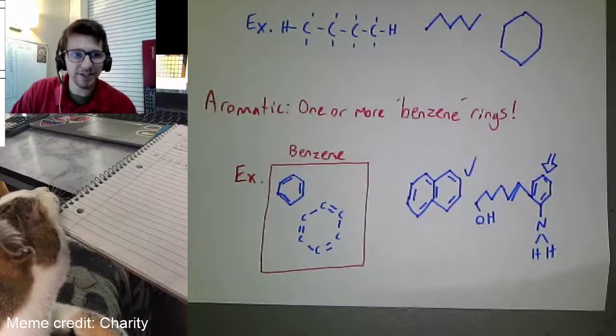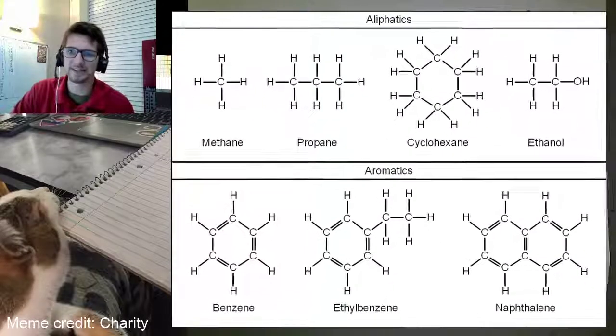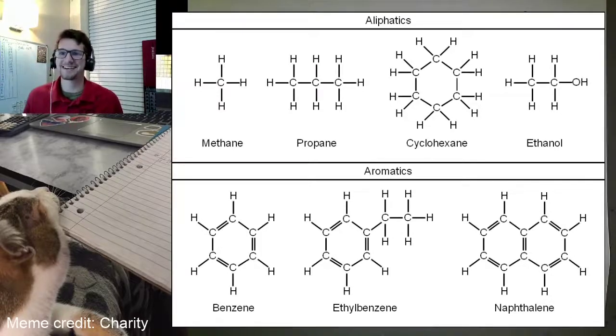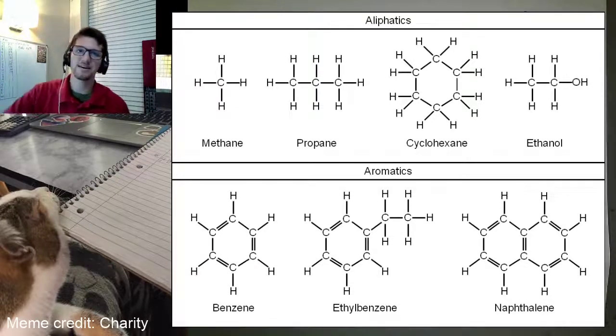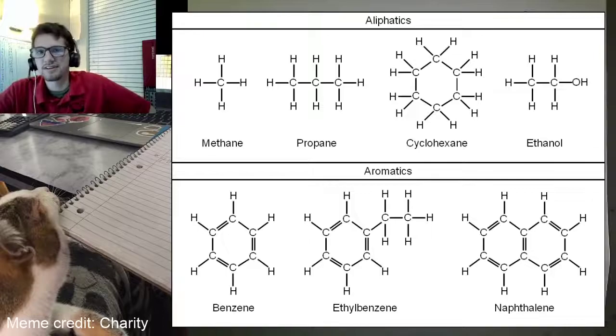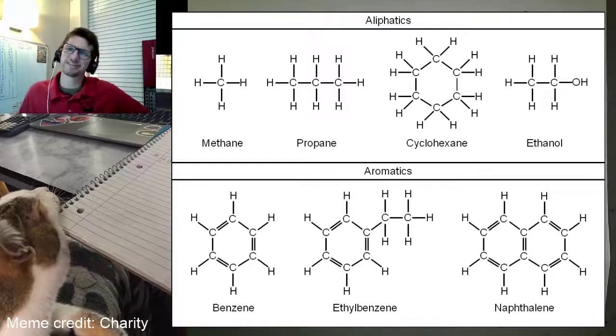Now I found a really nice picture on the interwebs that sorts it out quite nicely. Check this out. So the aliphatics are up in the top, and it shows methane, propane, cyclohexane, and ethanol, all being aliphatics. Methane has a bunch of single bonds. Propane has a bunch of single bonds. And look, they're straight chains of carbon. Cyclohexane, a circle of 6 carbons. Well, it's a good old hexagon, and I don't see any double bonds. Ethanol is a straight chain. It's got an oxygen in there, but that's fine. We don't mind that much. Oxygen isn't doing anything.